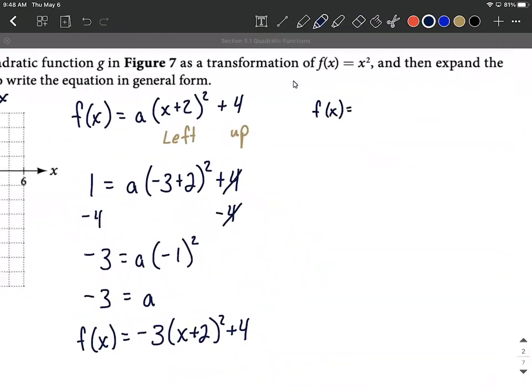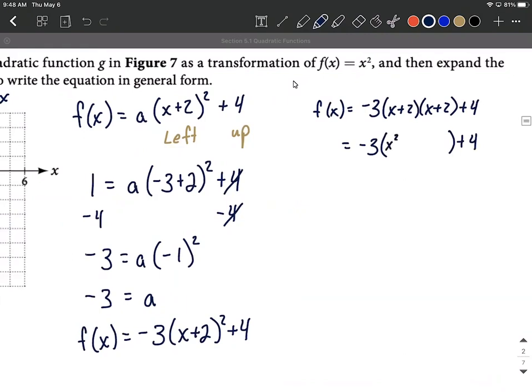F of x is going to be, I'm bringing my -3 along. All we need to do is expand this out, so multiply it out. That exponent of 2, I'm going to treat as 2 copies of the base multiplied together. I'm going to bring my -3 along, and I'm going to do first, outer, inner, last. I'm going to distribute those 2 binomials.